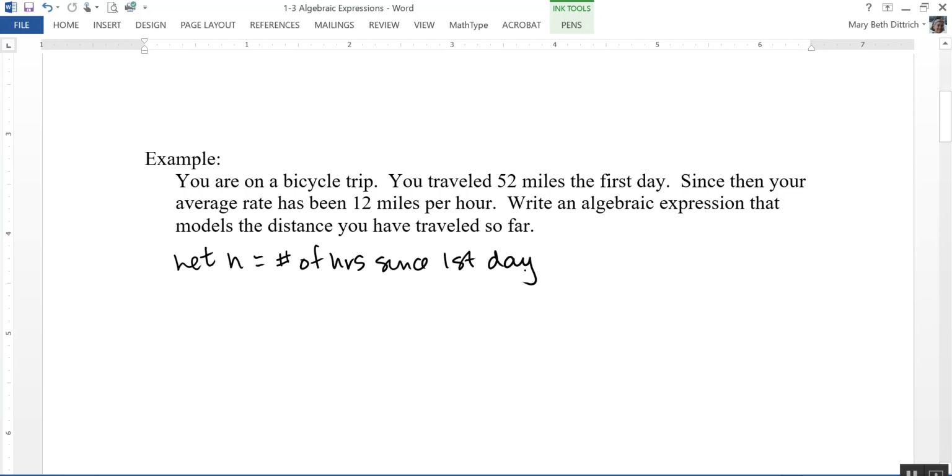Anytime you have a word problem and you're introducing a variable, you need to identify it. Write a let statement and tell people what that variable stands for. So it says I traveled 52 miles on the first day. And then since then, I've been continuing to bike, and my rate has been 12 miles per hour. So the distance I travel is going to be my rate, which is 12 miles per hour, times the time that I travel, which is h hours. So that's an algebraic expression that represents the distance I've traveled so far.